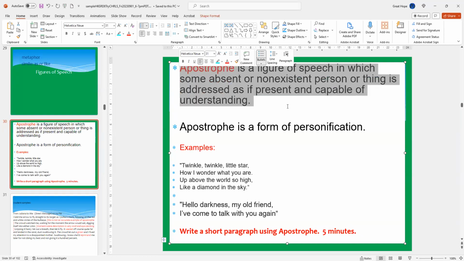First, Estella, can you read the definition, please? Apostrophe is a figure of speech in which some absent or non-existent person or thing is addressed as if present and capable of understanding. Did you ever use apostrophe as a figure of speech before? Like once or twice. Okay, under what circumstances did you use it?